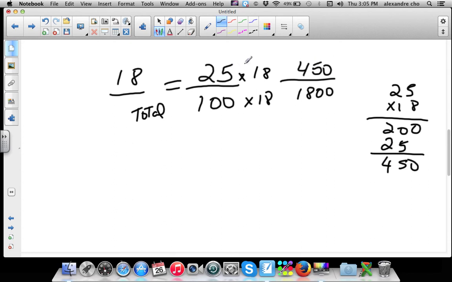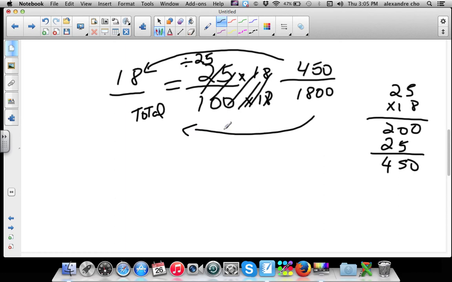Okay, so now I can ignore this, and I can use my new fraction here. Is there a relationship between them? How do I get from 450 to 18? Obviously, divide by 25. And this way, I'm also going to divide by 25. And 1,800, I'm going to divide by 25 over here.